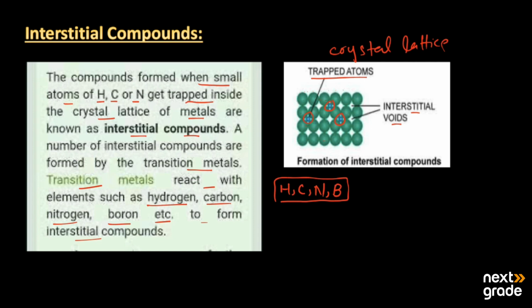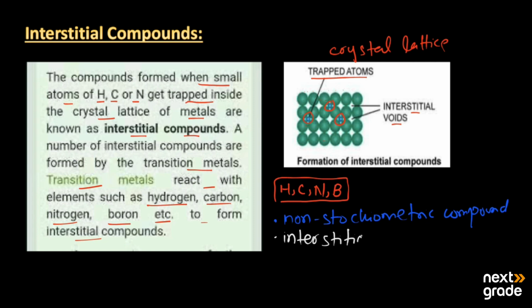What are the properties of these compounds? These compounds are called non-stoichiometric compounds. So we are not able to measure all the properties of these types of compounds. Sometimes we also term these interstitial compounds as interstitial alloys. They are also called interstitial alloys.